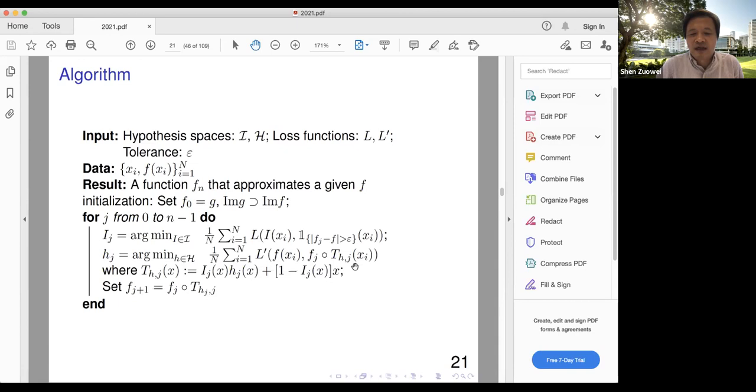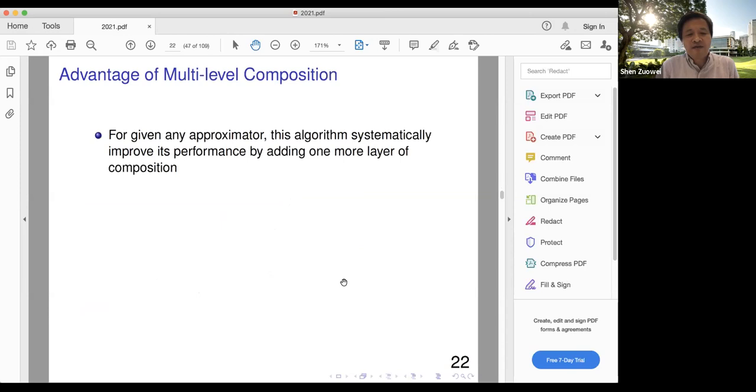Forget about the notation, the idea is very simple. The key point is that each of these small nets doesn't need to have high accuracy, but as you continue the iteration, you can get at the end a very good one. That's the key point. For any given approximation, you can do the algorithm systematically, and you improve the error dramatically.